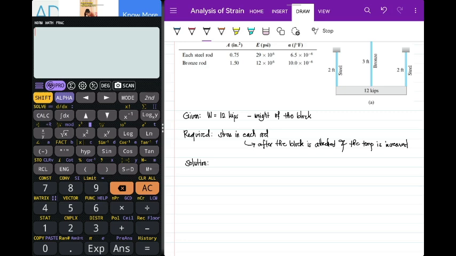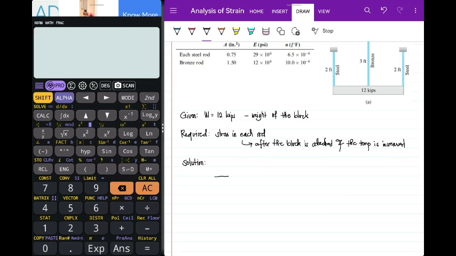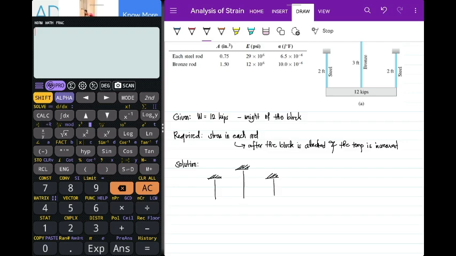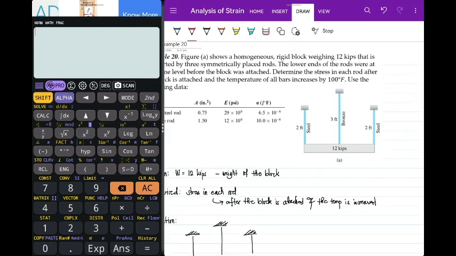And this stress, as mentioned before, is the stress after the block is attached and after the temperature was increased by 100 degrees Fahrenheit. Oh, sorry, not increased to, but rather increased by 100 degrees Fahrenheit. We write our solution.